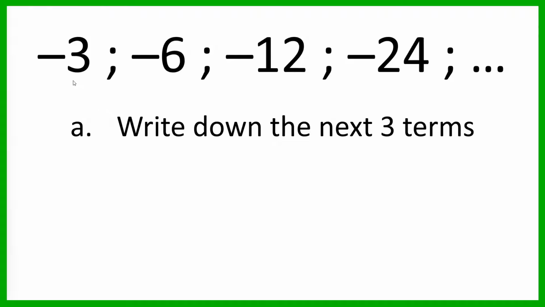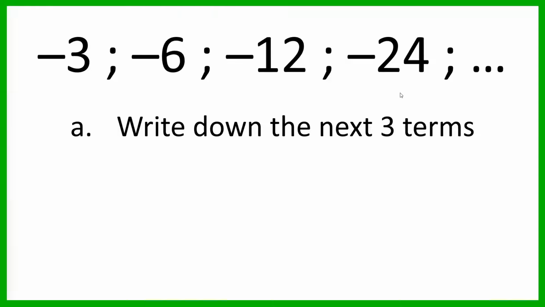Another way of getting from -3 to -6 is by multiplying by 2. So if I multiply -3 by 2, I will get -6. If I multiply -6 by 2, I will get -12. And if I multiply -12 by 2, I will get -24. So in this example, we've got a constant ratio where every time we go from one term to the next, we are multiplying by 2.